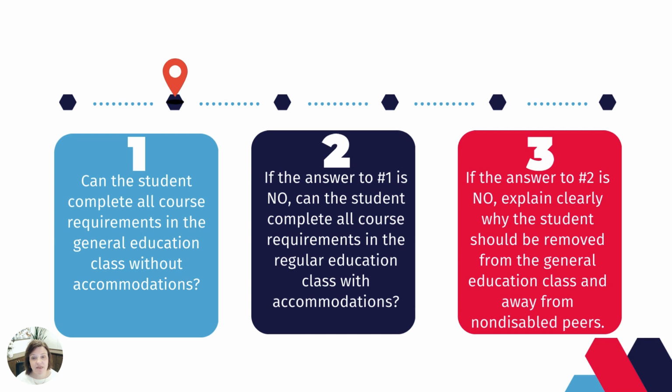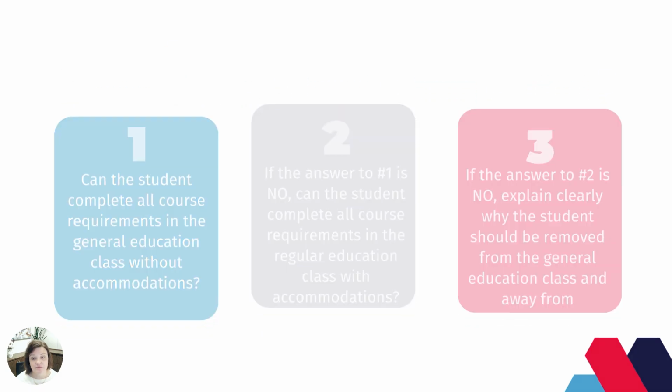Here's a step-by-step method to consider services along the continuum and begin to explain why the student should be removed from the general education classroom. Number 1, can they participate in the general education class without accommodations? If the answer to number 1 is no, then number 2, can they participate in the general education classroom with accommodations? If the answer to number 2 is no, then a detailed explanation is needed to justify removing the student away from their non-disabled peers.